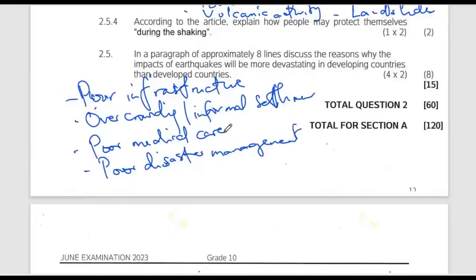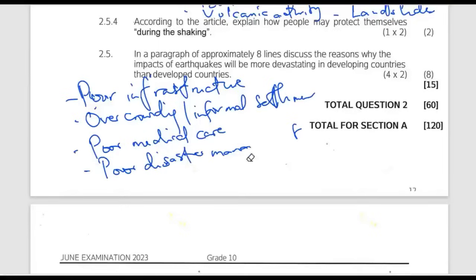And then when you're highlighting the developed countries, you're just saying the opposite of what you were saying for developing countries. Developed countries have got the best infrastructure which resists the shaking caused by the earthquake. Or you can talk of good medical care. They have the best medical care to attend to people who would have been injured during the shaking. Or disaster management is well in place and is fully prepared to cater for such natural disasters in developed countries. So we are basically comparing why it is to the detriment of poor countries to have more negative impacts of such disasters than in the developed world.